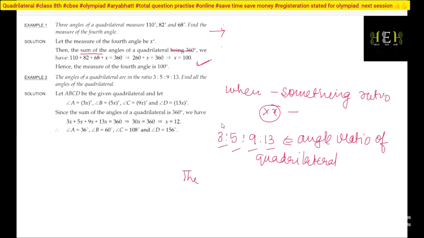Okay, so we name all these angles: angle A is equal to 3x, angle B is equal to 5x, angle C is equal to 9x and angle D is equal to 13x. Now I will apply the same law, that the sum of all the angles of a quadrilateral is 360 degrees. So we will find out the value of x, then multiply x with all the respective numbers, and we find the values of all the angles of the quadrilateral.